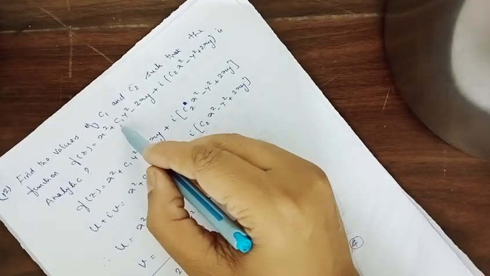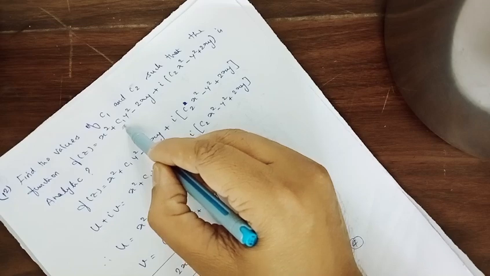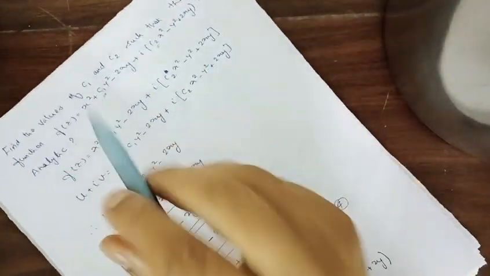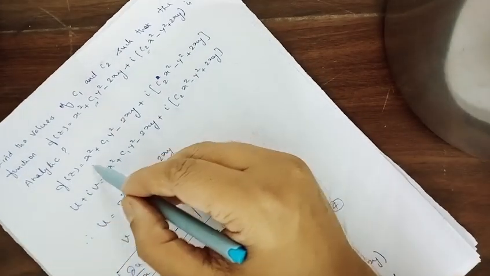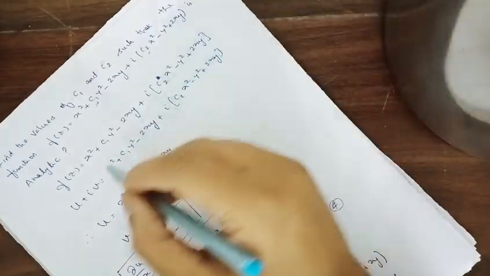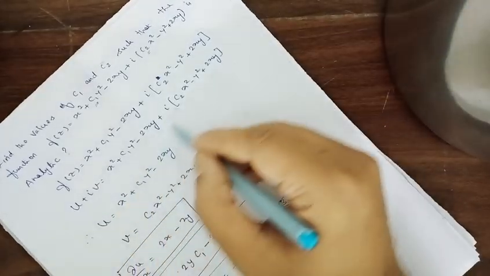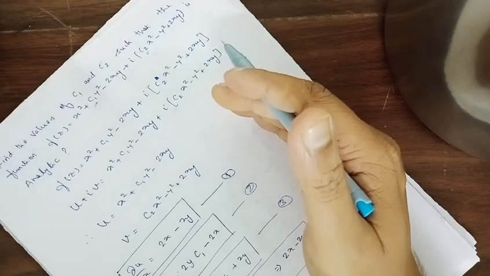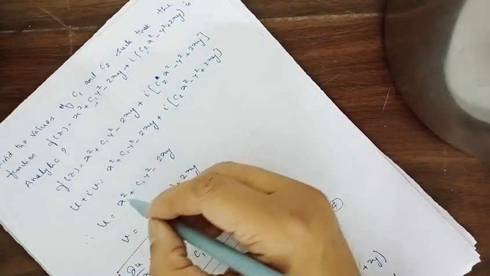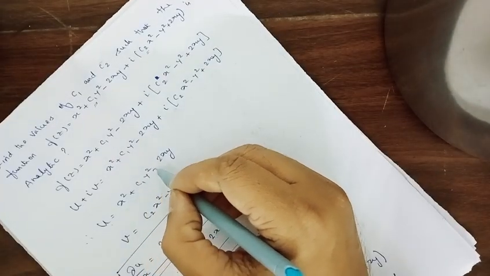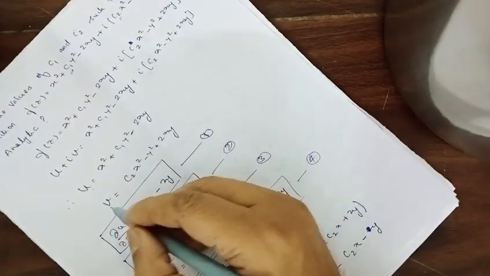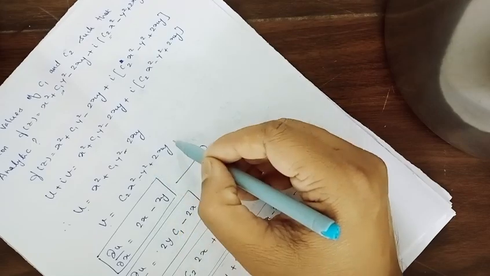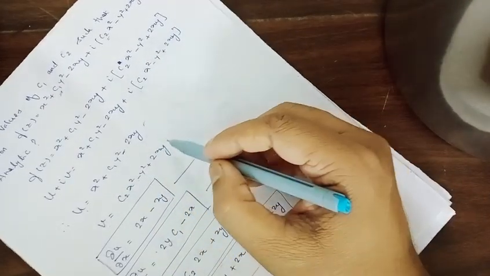Here they have given two constant values, c1 and c2, so they want us to calculate c1 and c2 also. You write this function, expand everything, and then separate the real part and imaginary part. You will get u is equal to x square plus c1y square minus 2xy, then v is equal to c2x square minus y square plus 2xy. So you know u and you know v.